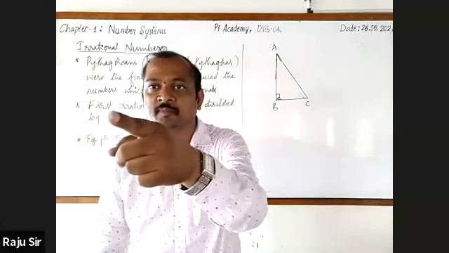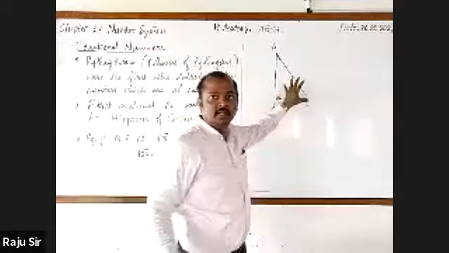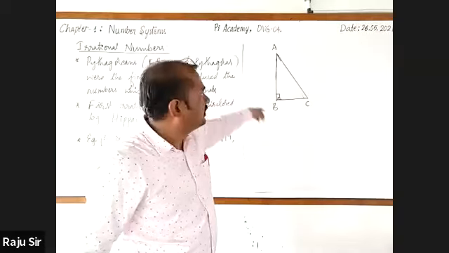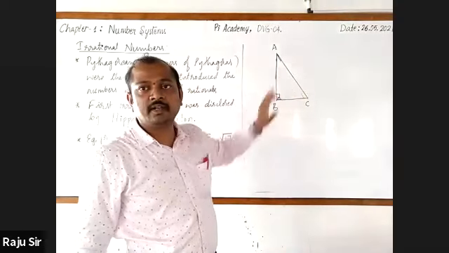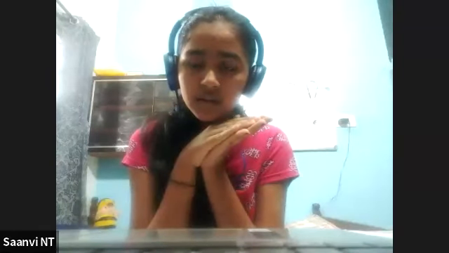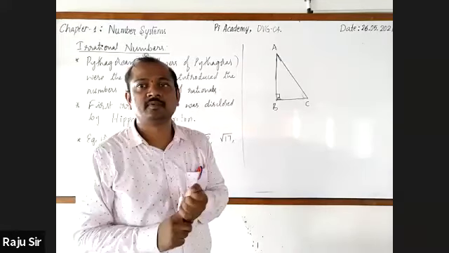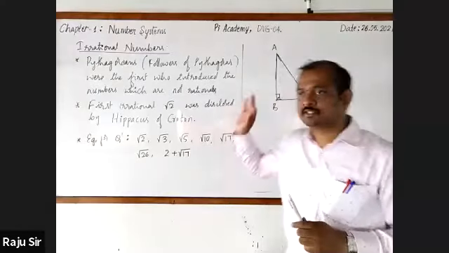Tell your name. Sanvi, sir. Sanvi, could you tell the property related to this right angle triangle given by Pythagoras? Property name. You learned about it in 7th standard as well as in 8th standard. I'm asking the same. Okay, property name, sir? Let it be. Just observe.